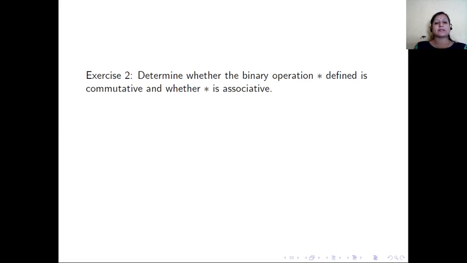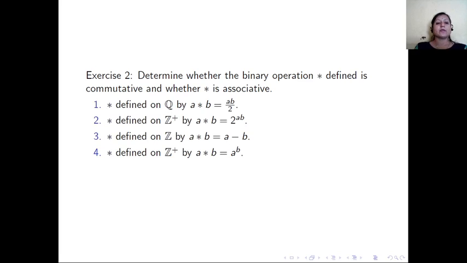Let us see the second exercise. Determine whether the binary operation star defined is commutative and whether star is associative. Here, first example, star is defined on Q by A star B is equal to AB upon 2. First, I will explain this first example here. Then you can do the remaining exercise. Here, A star B is defined by AB by 2.